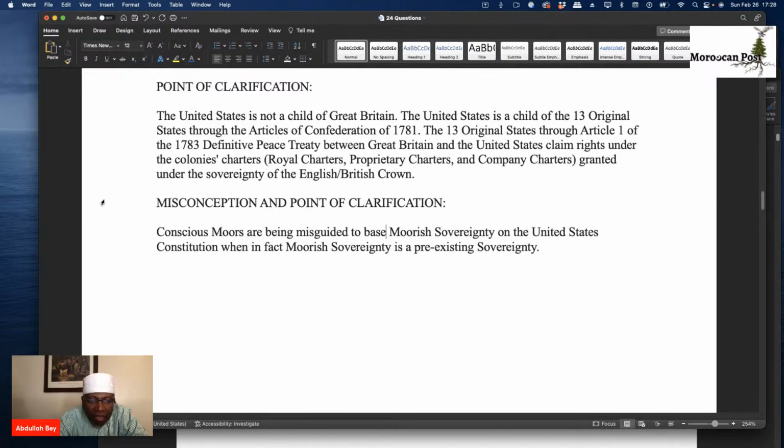Let's read that again. Misconception and point of clarification. Conscious Moors are being misguided to base Moorish sovereignty on the United States Constitution, when in fact Moorish sovereignty is a pre-existing sovereignty.